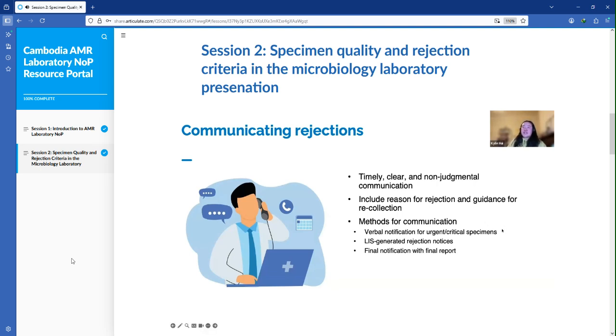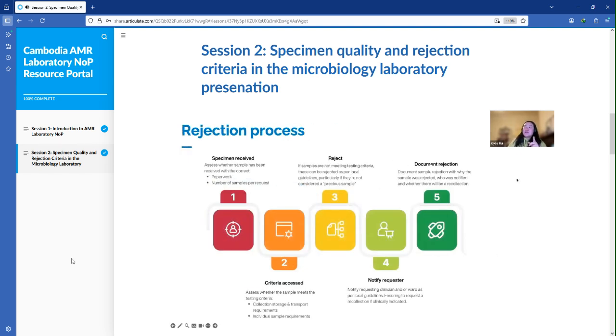So methods for communication: you can have verbal notification for more urgent and critical specimens. You can have laboratory information system generated rejection notices. For example, for each test sample you receive, an actual report should go out, and the communication can go out with that same report. And that's what the last dot point is.